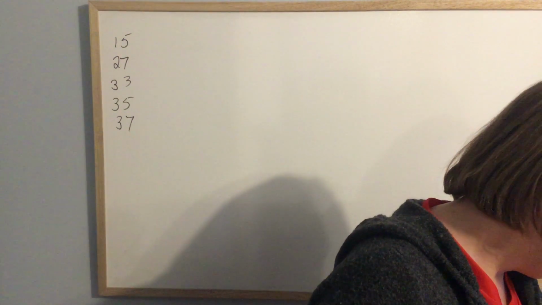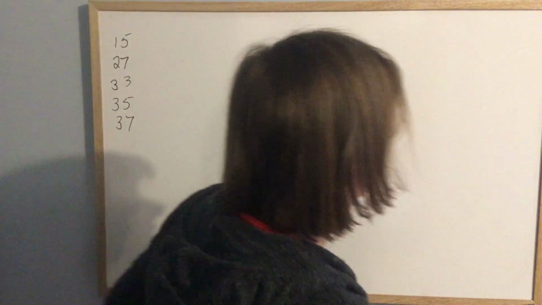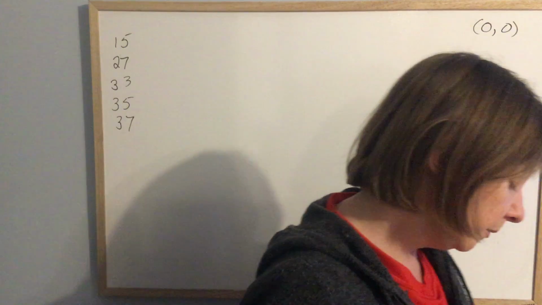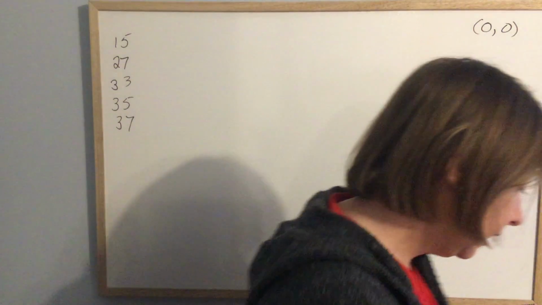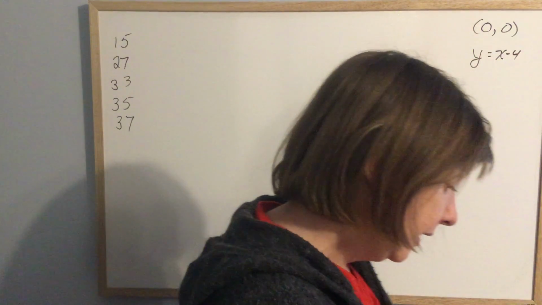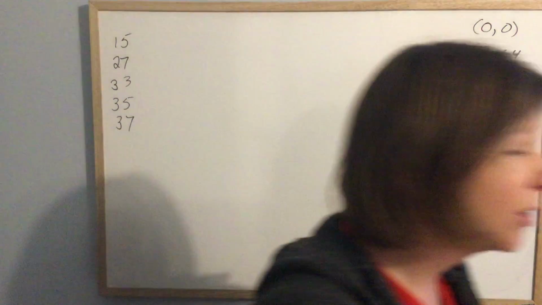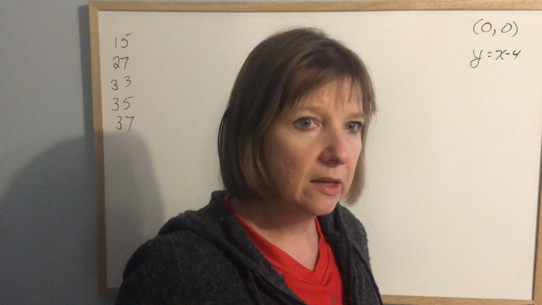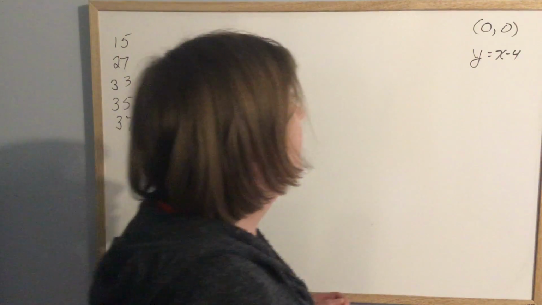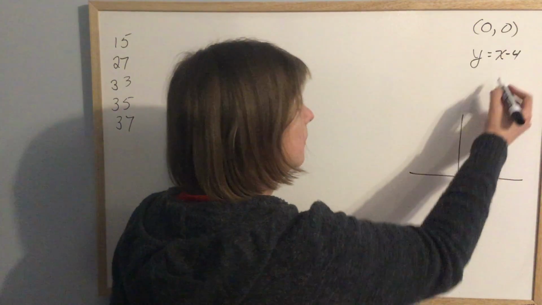Number 15 says, find the exact value of the shortest distance from the origin. Whenever they use the word origin, they mean 0 and 0. To the line y is equal to x minus 4. Now, they say express radical answer in simplest radical form. In other words, if you end up with something like root 8, don't give that as a decimal, simplify that down to 2 root 2. So again, let's think about what this is talking about.